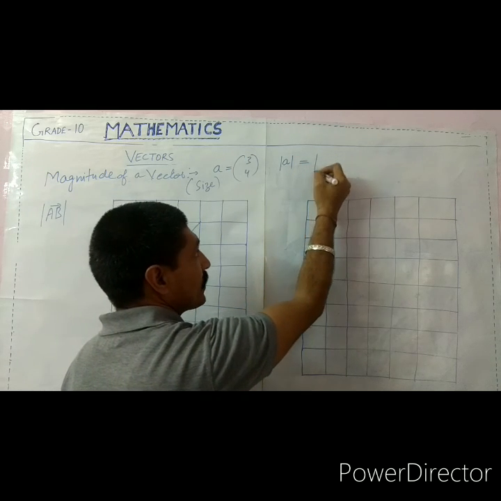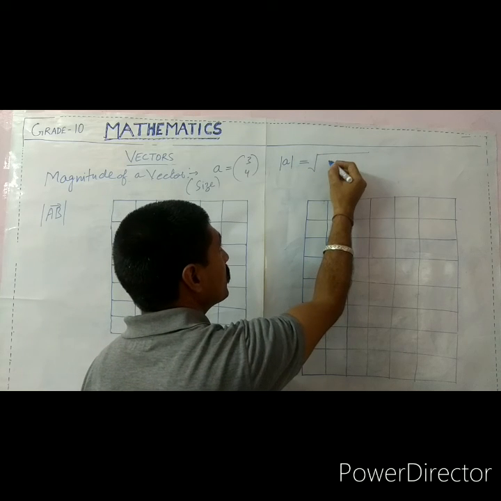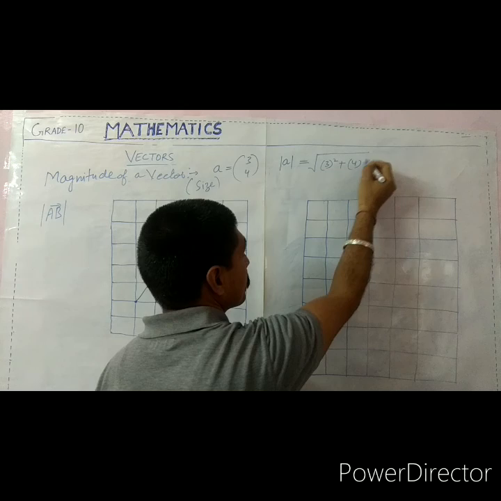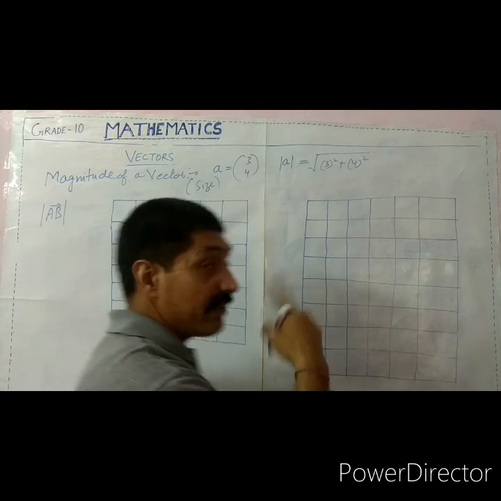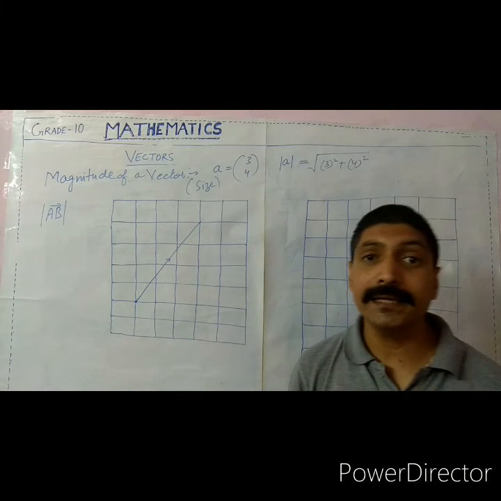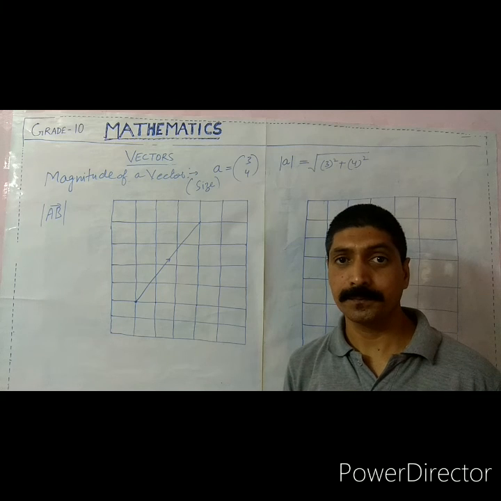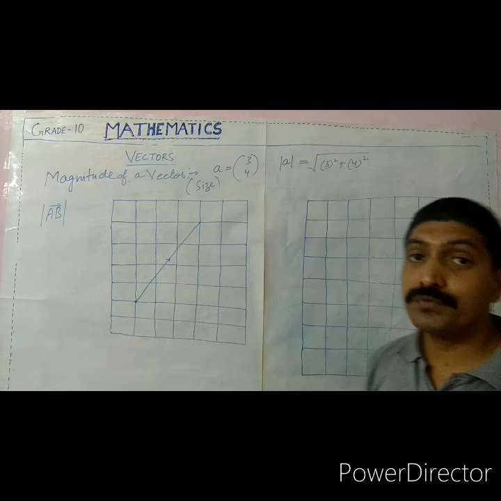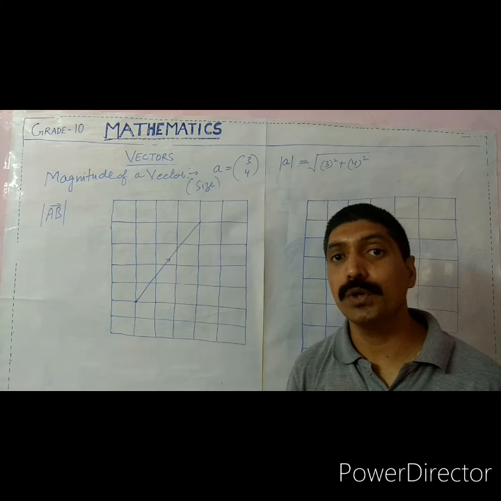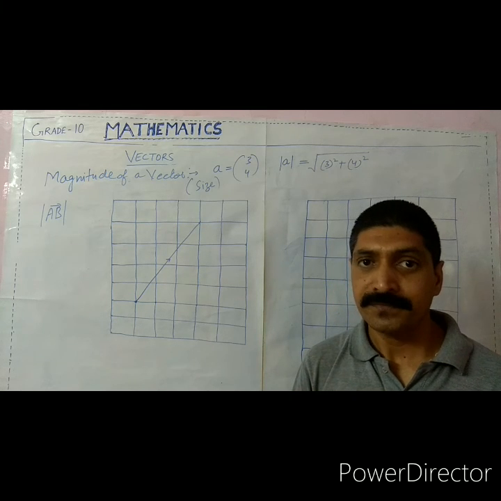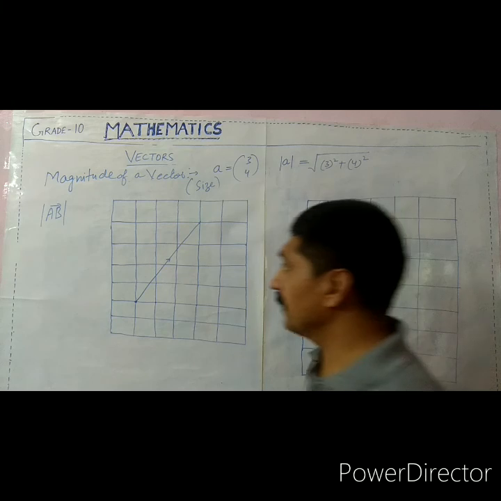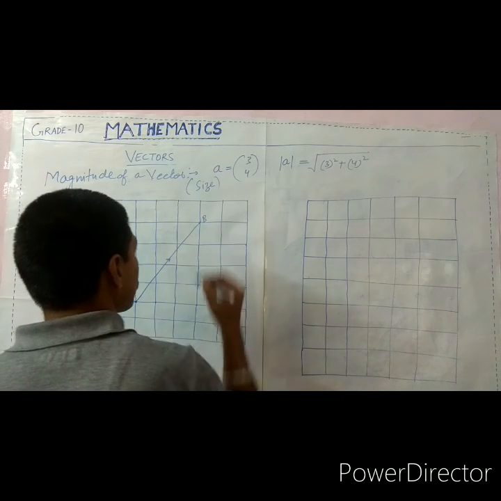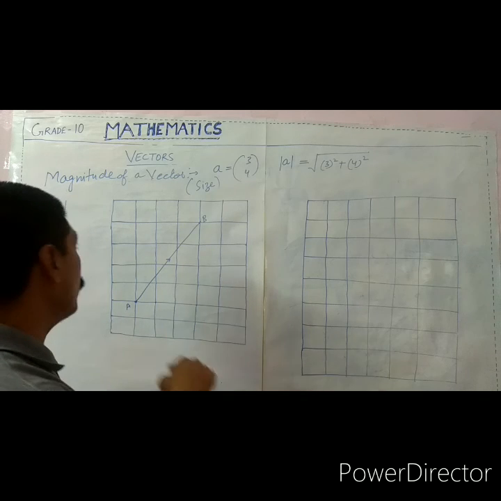So here, how do we find the magnitude of vector A? It is always equal to the square root of 3 squared plus 4 squared. Here we are applying the Pythagoras theorem to find the magnitude of a vector. We can take one more example.